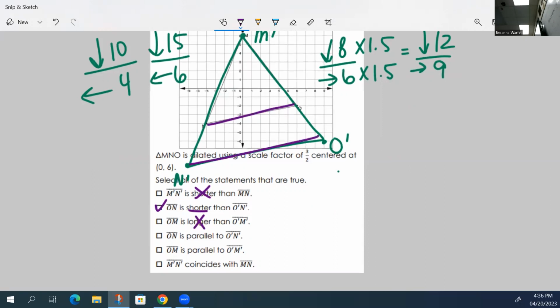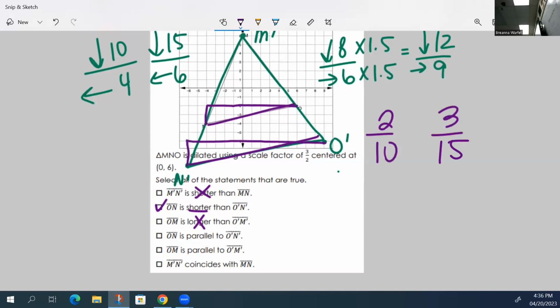ON, this line right here is parallel to O prime, N prime, and you can count that. 1, 2, 1, 2, 3, 4, 5, 6, 7, 8, 9, 10. So up 2 over 10. And then the same thing here. Oh, this is where this is tricky. I think this was 2. 1, 2, 3. 1, 2, 3, 4, 5, 6, 7, 8, 9, 10, 11, 12, 13, 14, 15. You got to see, are those equivalent? They should be. 2 times 1.5 equals 3, 10 times 1.5 equals 15. So they are equivalent. So your lines are parallel.